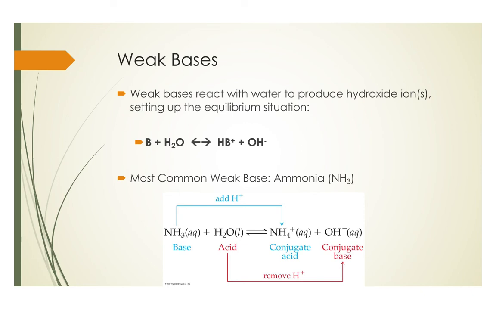All right, so weak bases work a similar way. Weak bases are going to react with water to produce hydroxide ions, setting up the equilibrium situation as described here. The most common weak base we encounter is ammonia, and it's one to always remember that when you have ammonia in water, you are going to end up with a weak base situation where the ammonia is the base, picks up a hydrogen and gives you the ammonium ion, and the water loses the hydrogen ion, and so you end up with the conjugate base of hydroxide. Okay, so that means a solution of ammonium hydroxide is really the same as ammonia.